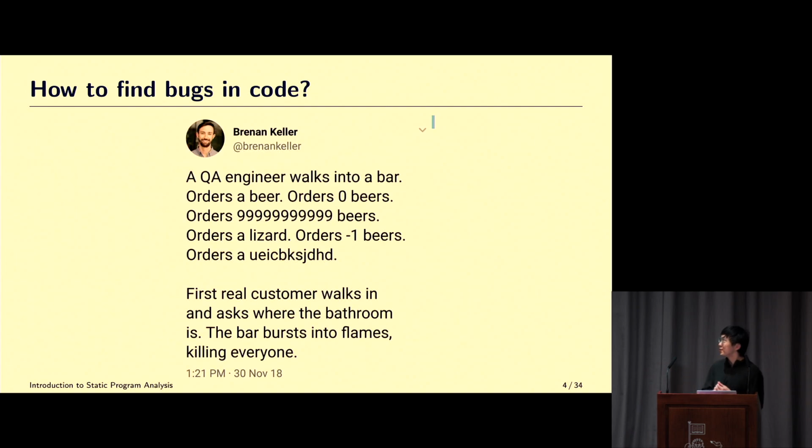So I found this tweet really interesting. I'm just going to leave it up for a bit. But I guess it shows that, first, you can never trust QA engineers. And second, you can never anticipate anything that happens in the real world. You could test all of the edge cases, but the first time you have a real customer, a real user using your program, it's going to go wrong.